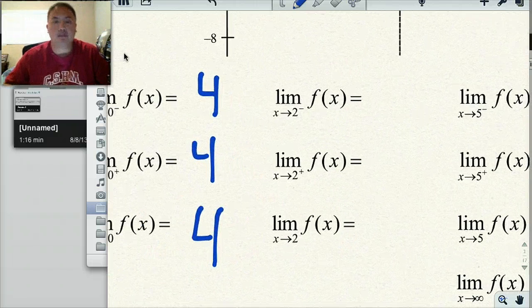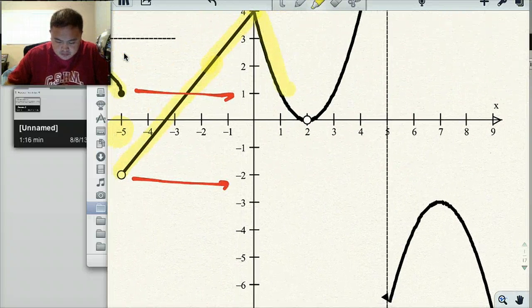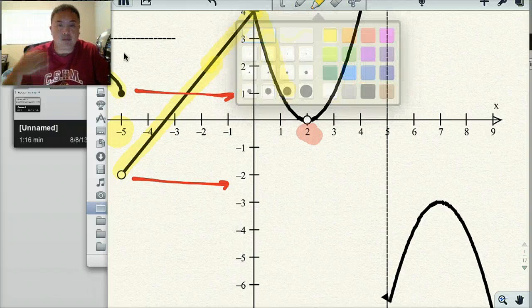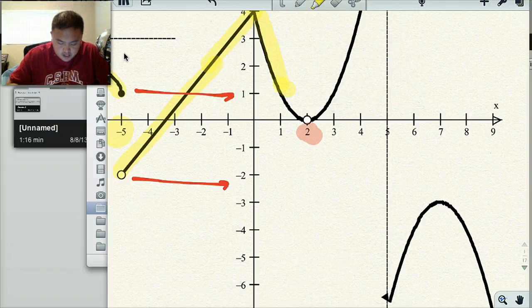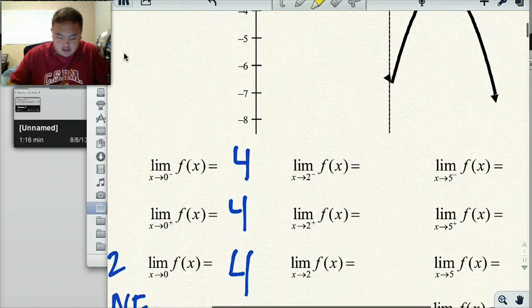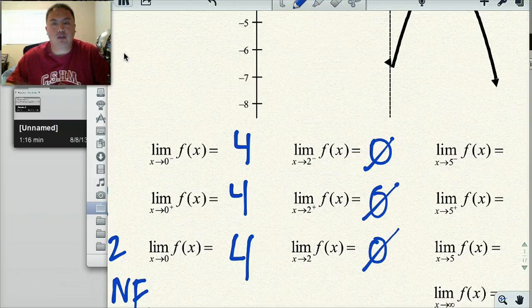I got 2 minus, 2 plus, and 2 in general. So I'll go over to where x equals 2. I found it. Here's where x equals 2. Let's trace the line from the left and from the right. From the left, I trace it and I get y equals 0. From the right, I trace it, I also get y equals 0. They both equal 0. So for this particular case, from the left is 0, from the right is 0. The general limit has to be 0.